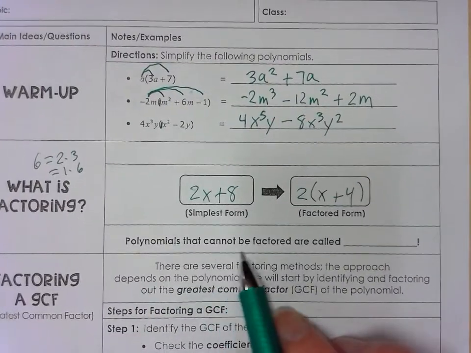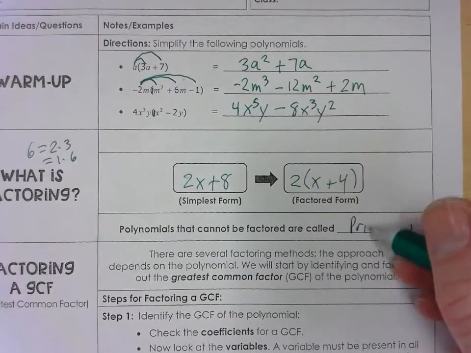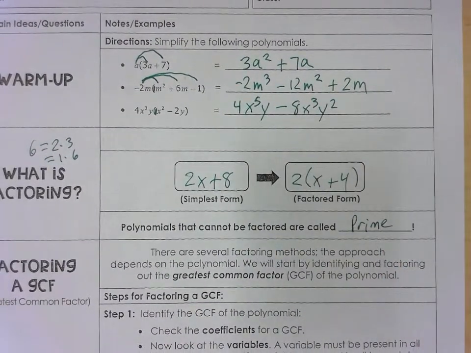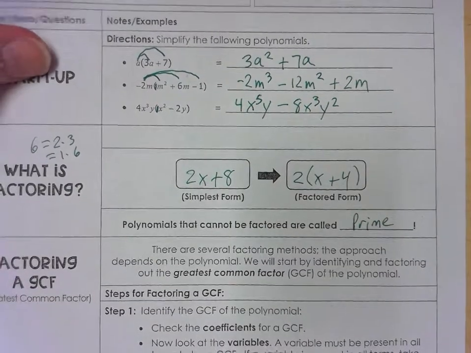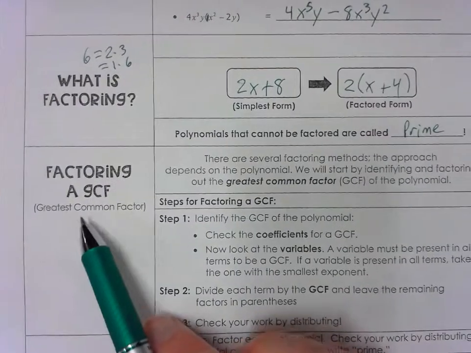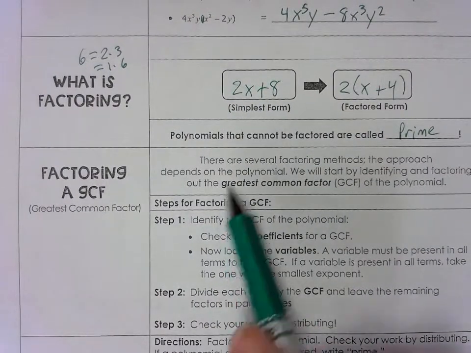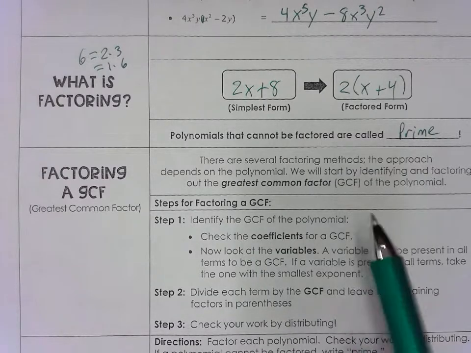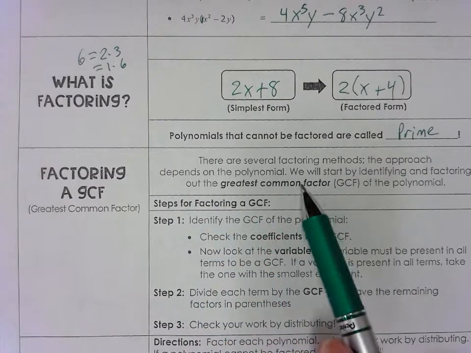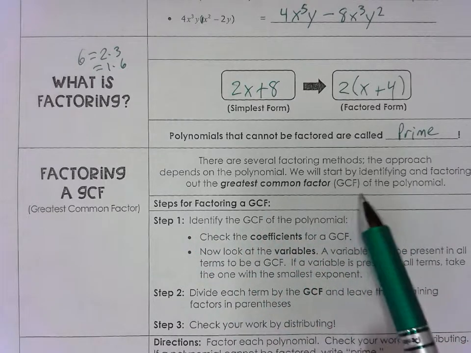Polynomials that cannot be factored are called prime. So like a prime number can't be factored. So what do we do here? Well, there are different ways to factor, but we're going to work on taking out the greatest common factor. So there are several factoring methods. The approach depends upon the polynomial. We will start by identifying and factoring out the greatest common factor, the GCF of a polynomial.